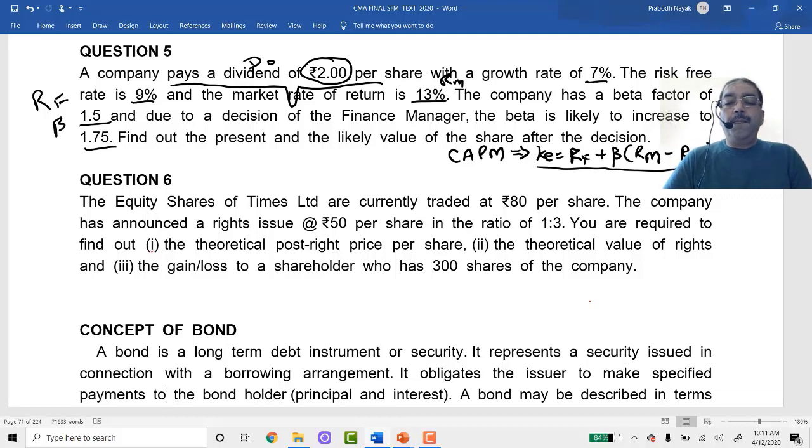Now, in this particular case, RF plus beta into RM minus RF. So KE first we have to find out, by making use of the CAPM formula. Followed, not followed, read again. Inter CMA, Financial Management, topic cost of capital.